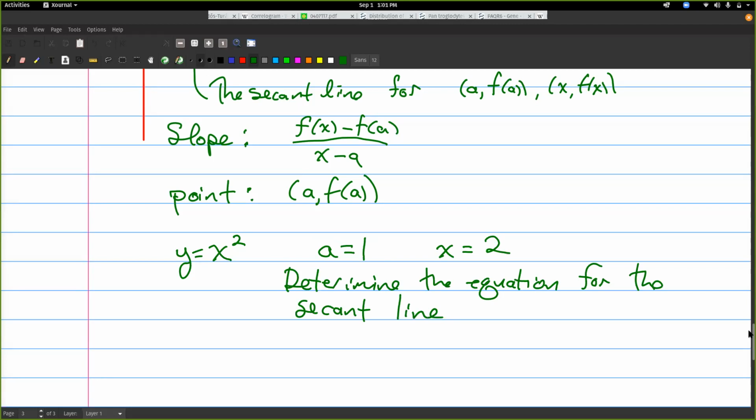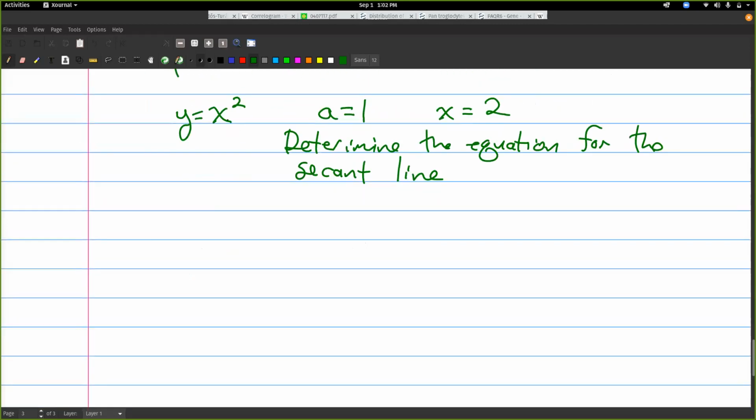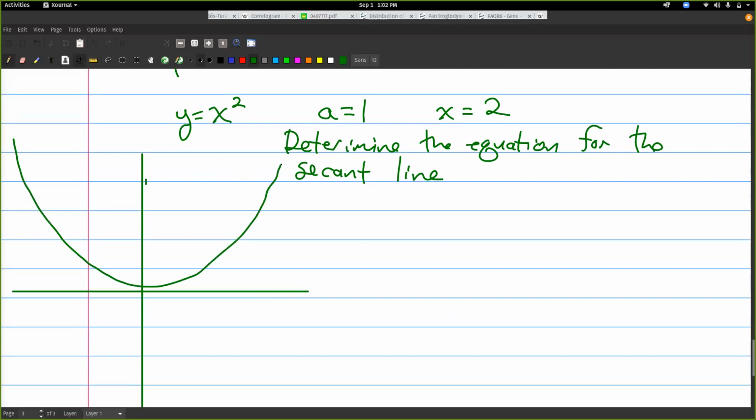So this will be easier if we can look at some kind of picture. So I'll try to draw some kind of picture. Here are some axes. You know, x squared is just a parabola. Here is a equals 1. And over here is x. And so x in this problem is going to be equal to 2.